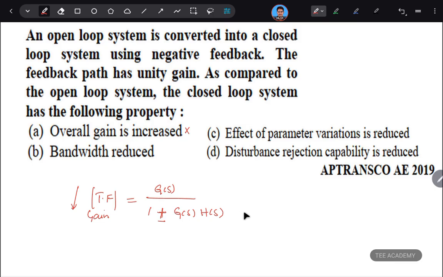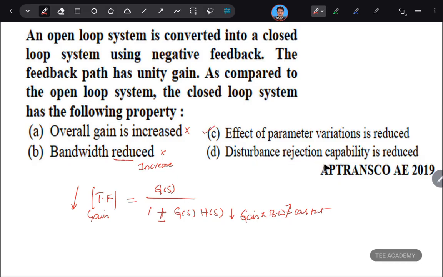We know that gain into bandwidth is nothing but a constant. As the gain decreases, what about the bandwidth? It should be constant, so bandwidth will increase, but here it is reduced. So bandwidth is going to increase, so this is also a wrong option. I can eliminate this. And next one, effect of parameter variations is reduced, is the right option.